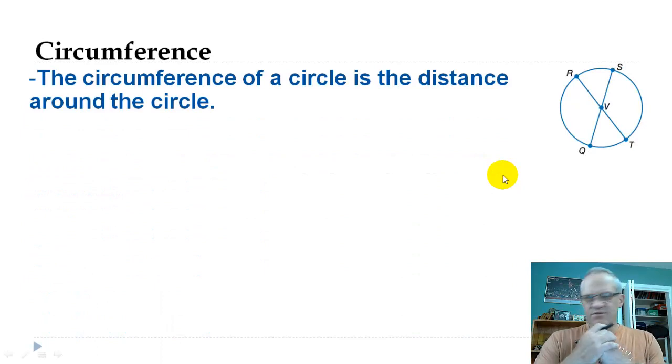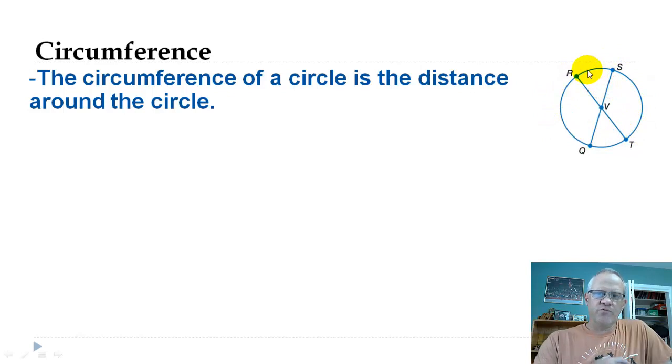All right, circumference. The circumference around a circle is the distance around the circle. So here's an example of a circle I've got here. So the circumference would be, if you started at R, you're going all the way around the edge, all the way past S, past T, past Q, all the way back to R. Okay, so that's the circumference. It's all the way around the edge of the circle.